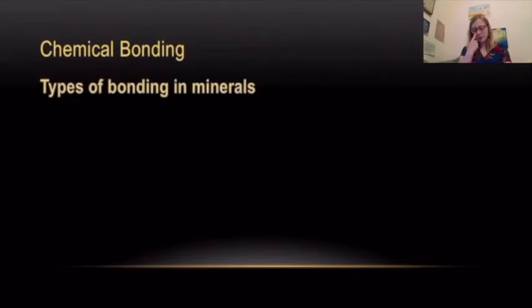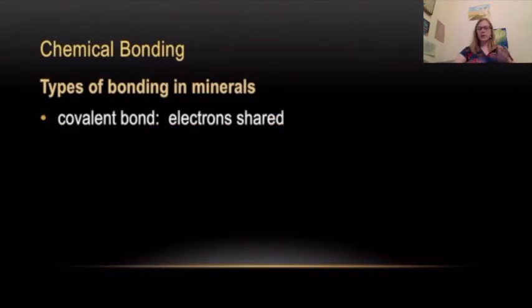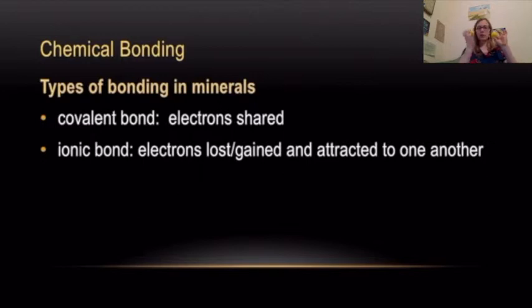So types of bonding in a mineral: the electron can be shared. So we've got 2 atoms here, and they're going to share an electron. They're going to be held together by that same electron. Or you can have an ionic bond where one atom gives up an electron to another atom, and now this atom that gave up the electron is a cation. It's positive, and this atom that took an electron is negative, and so now they have positive and negative charges that are attracted to each other.